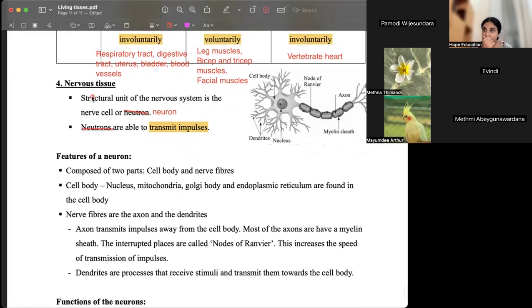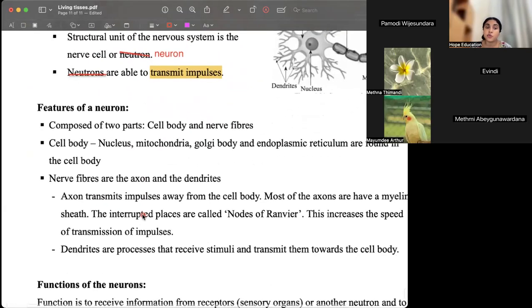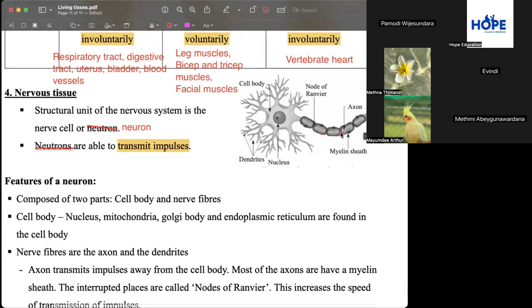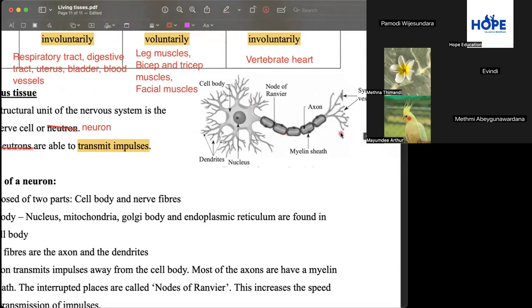So as I said, the nervous tissue is made up of nerve cells. Nerve cells are also called neurons. Let's look at the features of a neuron. Neurons are composed of two parts, right? මෙන්න මේක ළමයි ඇවිල්ලා එක neuron එකක්. You can see one neuron here in this picture. This is one example of a neuron. So මේ neuron එකේ there are two parts.